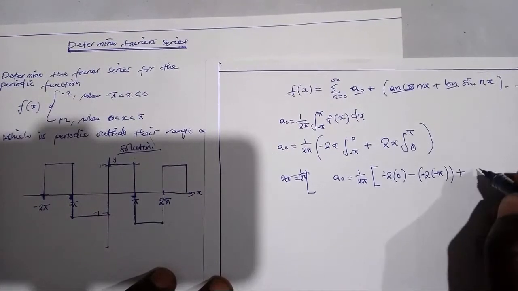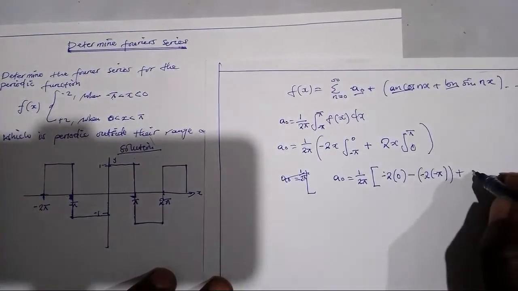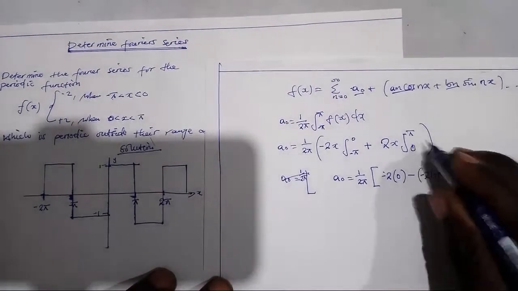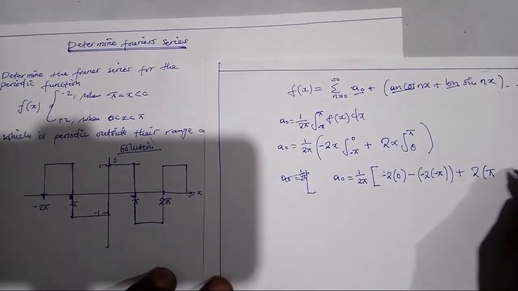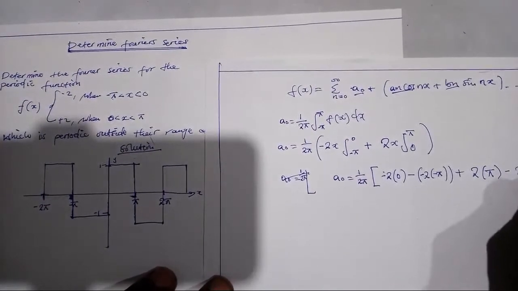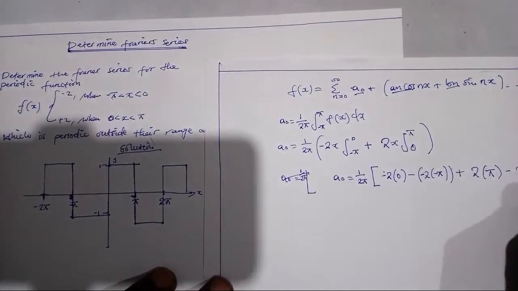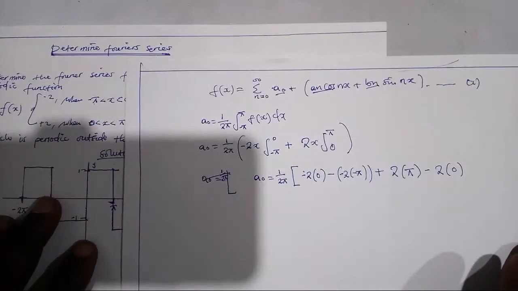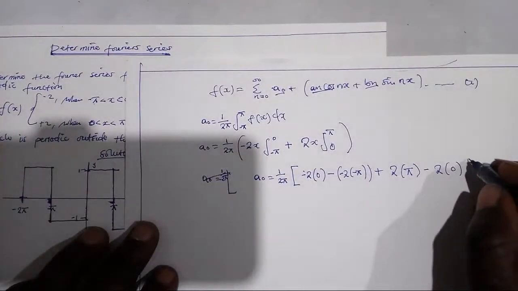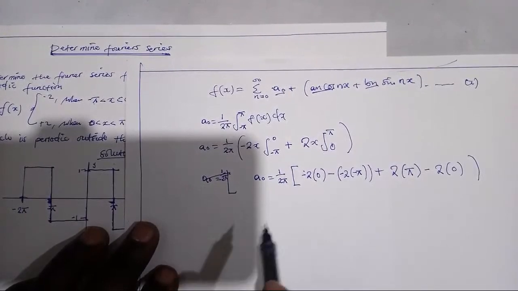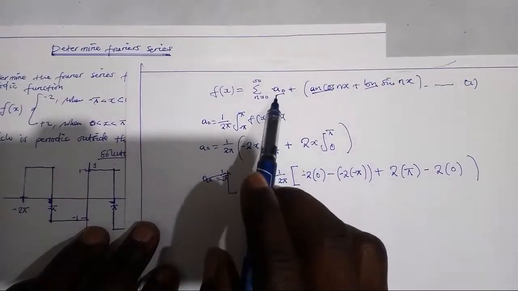Then plus, here you're going to have 2. Then open bracket, where there's x, we have pi. Then minus 2, where there's x, we have 0, okay. You have 0. Then you close bracket, okay. This is how we are just finding a sub 0, okay.